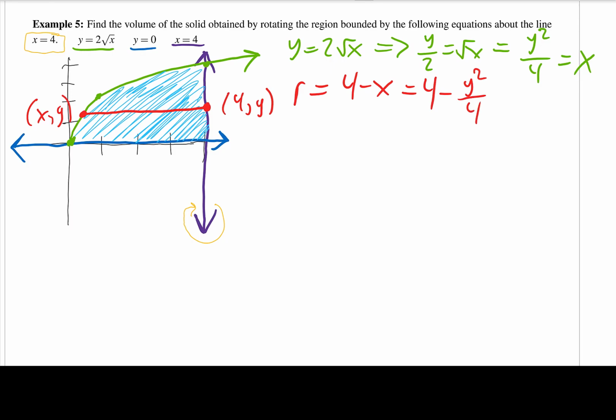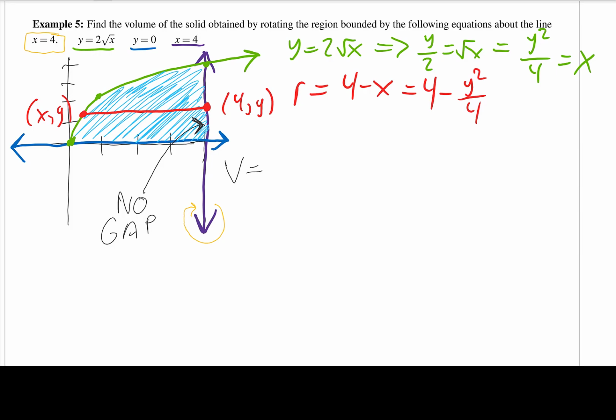Now the next thing to note is, are we doing washer or disk method? Well, if we look right here up against our axis of rotation in our region, there is no gap here. Since there's no gap, that means we're doing the disk method.